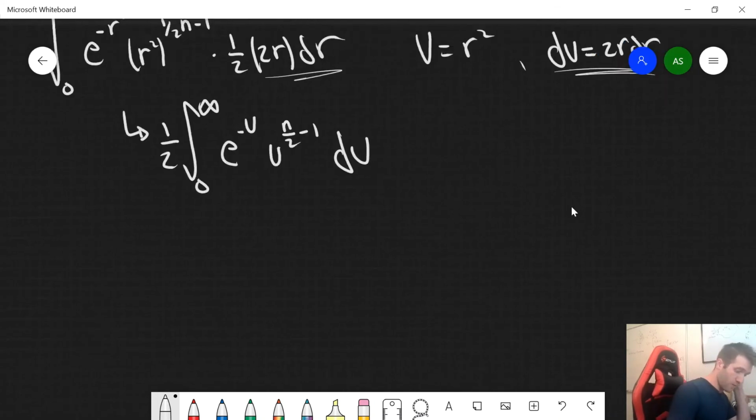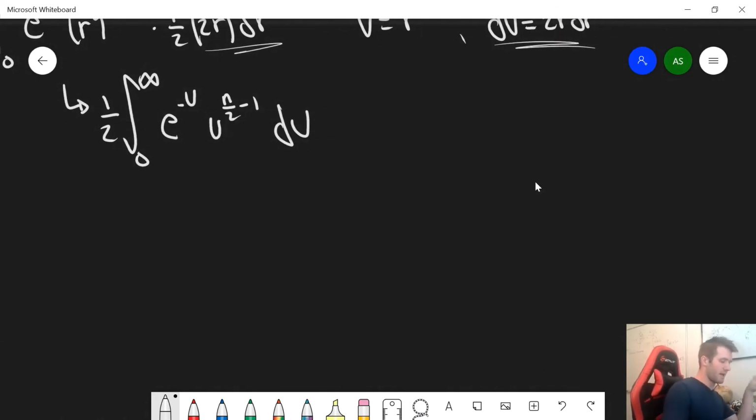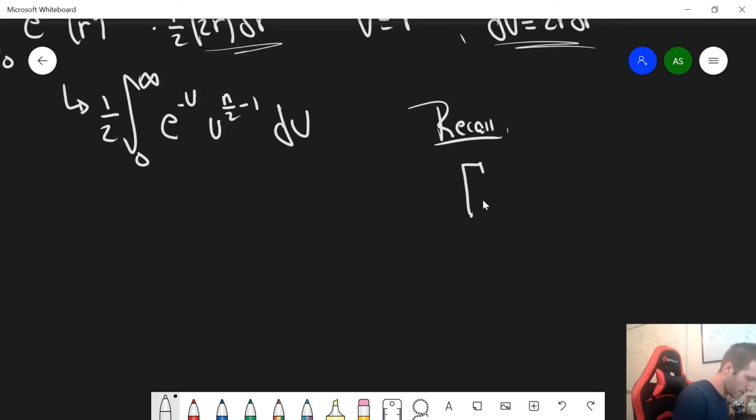Now, this might not seem like much, but this happens to be a very interesting equation. This is what's known as the gamma function, just with a different independent variable. So what the gamma function is, if you recall, is gamma as a function of n is equal to the improper integral from 0 to infinity of e raised to the negative x times x to the n minus 1 dx.